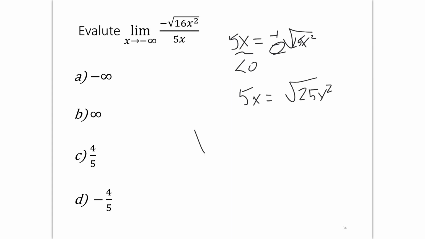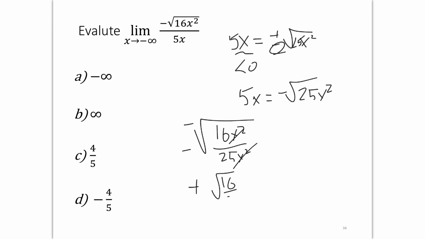And that'll give you the square root of 16x squared over 25x squared with a negative in front and another negative in front. So these x squareds cancel. These negatives cancel, giving you positive root 16 over 25, which gives you 4 over 5. Answer is C.